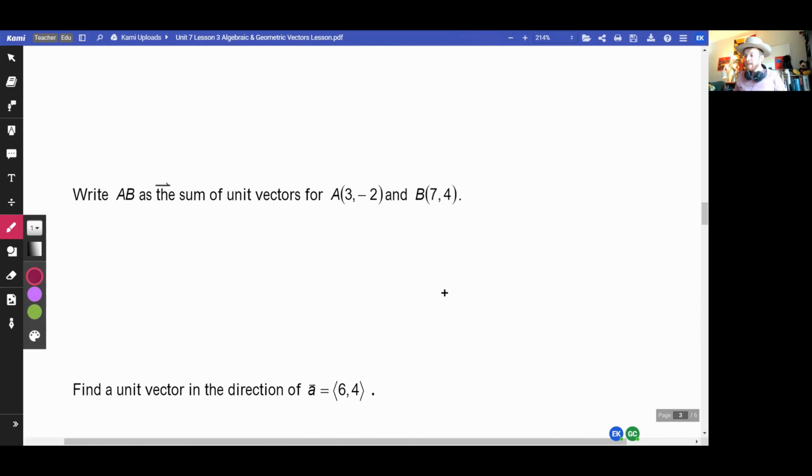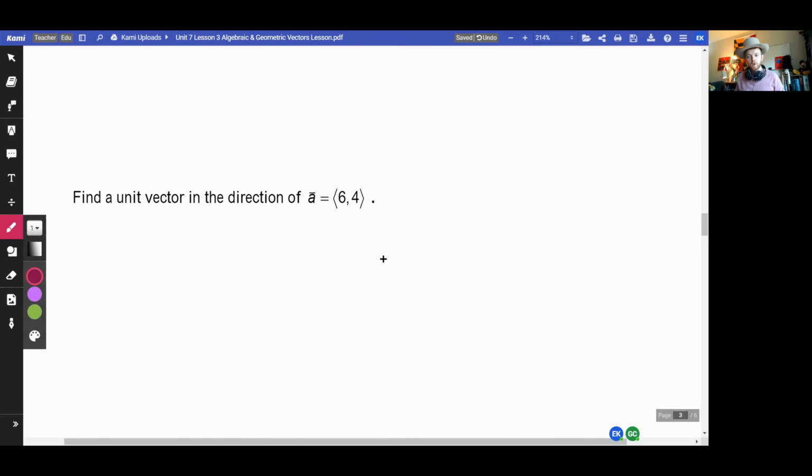All right. Write AB as the sum of unit vectors for A and B being those 2 points. This was obviously formatted poorly. Let's leave this one for a question in the video. We have A to B that is some vector. How many i's and how many j's represent that vector?